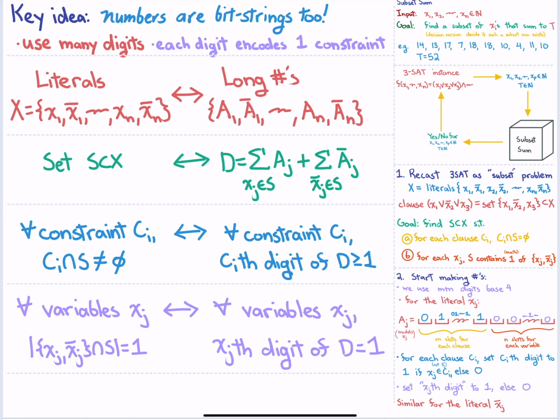Okay, so I started with 3SAT, and now I have kind of a numerical question. Find a subset of numbers that adds up to some D, so that for each of the constraints, that digit is at least 1, and for all the variables, that digit is 1. So I've kind of encoded 3SAT now into something that looks a little bit more numerical. Okay, this is not quite a subset sum problem though. What's missing, or what's off?